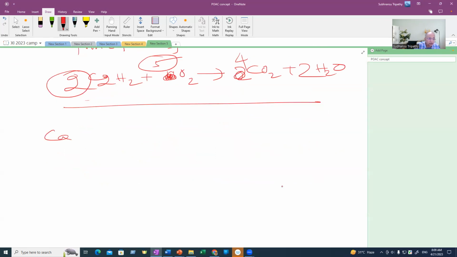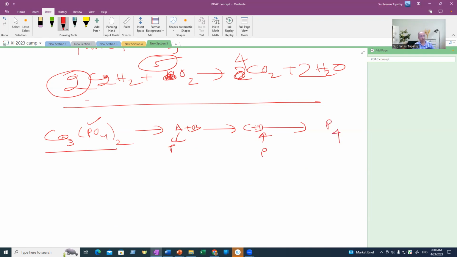I'm giving you an example. Supposing you are given calcium phosphate and a series of reactions, and they will give you the products to confuse you. But your interest is to see that phosphorus is the only element found in one of the products. If it is disproportionated into two different products, then the POAC concept is not applicable. If phosphorus remains in one compound here, there may be two products A plus B, but phosphorus remains in one compound, this is C plus D.